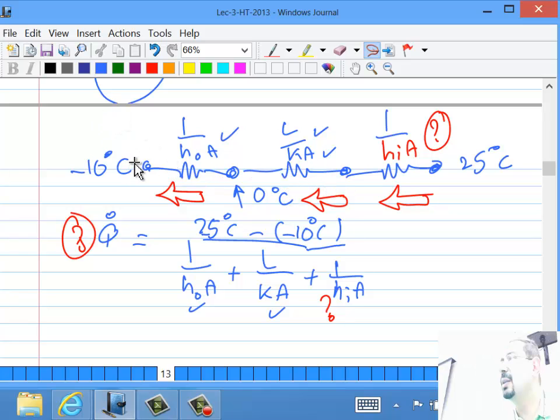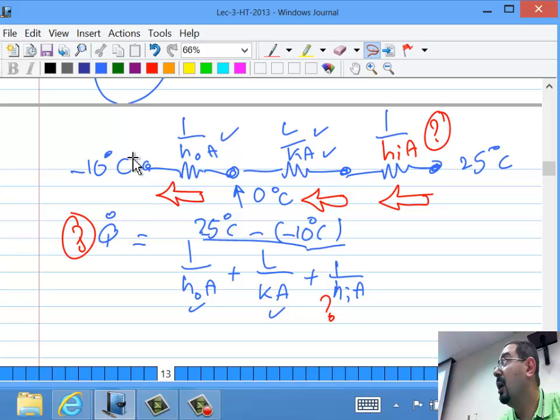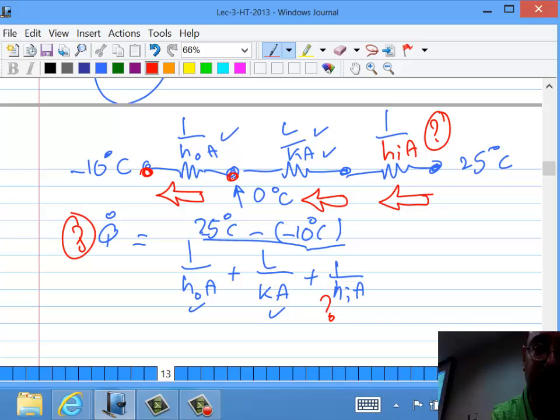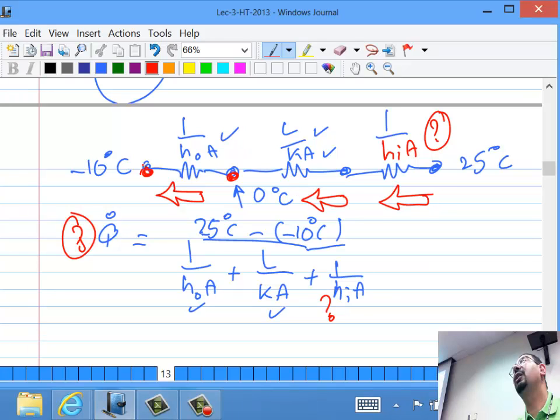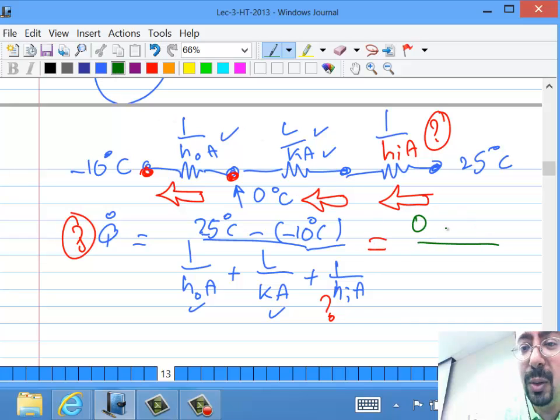The one from this to this, because this is the one with, why do you like this one? Everything's known. You know the two resistances and you know the temperature. You know the two temperatures and you know the resistance. So basically it's the same Q, and therefore it is the 0 minus the minus 10 over 1 over H out area. And of course H out is given.